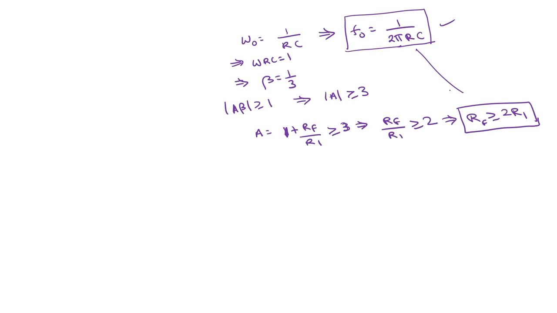So these are the two design expressions to design the Wien bridge oscillator. This is the second type of RC oscillator. These RC oscillators are suitable for audio frequency applications. For radio frequency applications, we have to go for the LC oscillators.